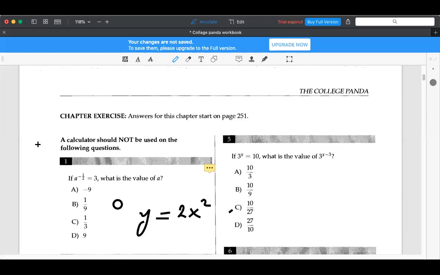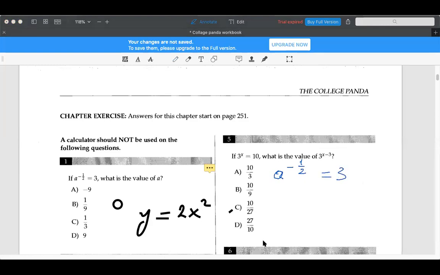Now, A to the power of negative 1 over 2 equals 3. To solve this question, what am I going to do? There are lots of ways. The first way, you can write that this is 1 over A to the power of 1 over 2 equal to positive 3. Why?